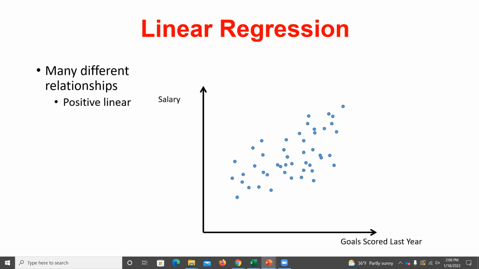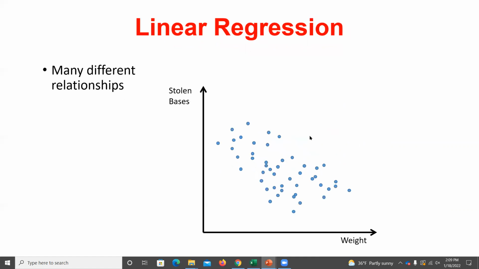We could also think about goals scored in the previous year and the salary the following year, right? You can probably imagine as someone scores more goals, whether this is the NHL, or touchdowns, whatever sport you want to think about, it's likely that the salary is increasing. So if we were to estimate this line of best fit, the value for our slope B here would be positive, right? And then I had another negative relationship.